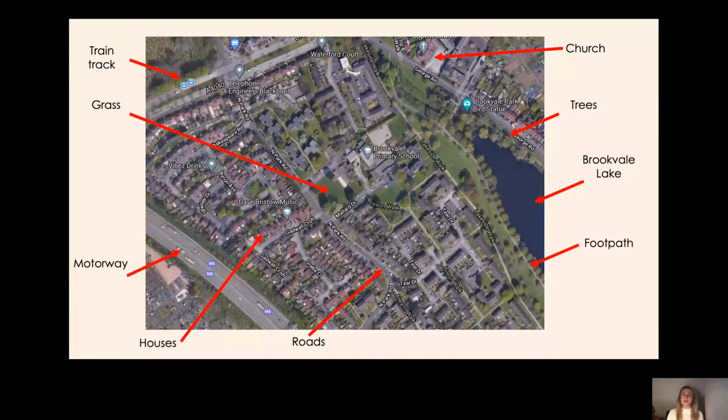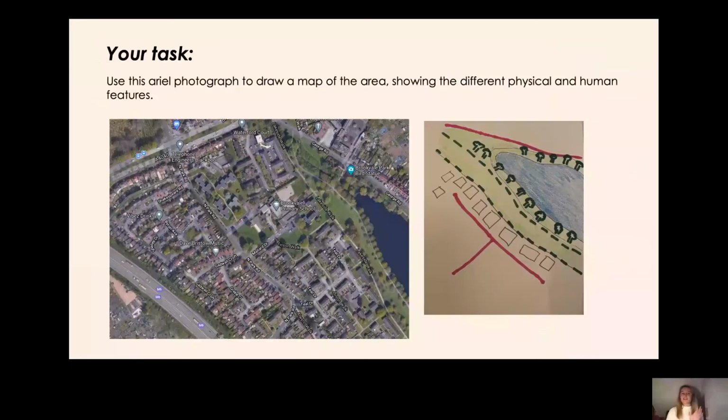Fantastic. So can you guess what your task is going to be now, Year 2? Well, your task is to use this aerial photograph to draw a map of the area. Now, you don't have to do the whole photograph if you pick a tiny area, but make sure you've got quite a few physical and human features in that area so that you can represent them on your map. And then using the different colours, so blue for water, green for grass, the little trees to show a place with lots of trees. And what else do we have? We have yellow for sand. You probably won't need that in Brookvale. But also we have the blue for motorways and the pink for roads.